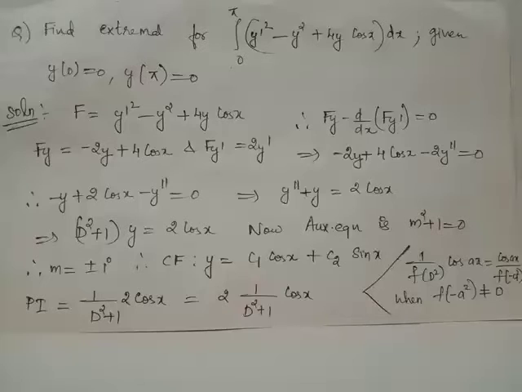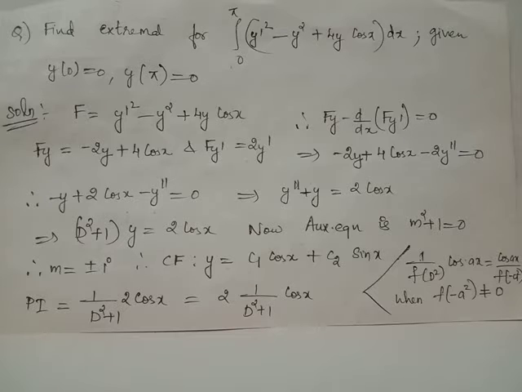Find the extremal for the functional integral from 0 to pi of y dash square minus y square plus 4y cos x dx, provided the boundary conditions y of 0 equals 0 and y of pi equals 0. We have capital F as the function y dash square minus y square plus 4y cos x.